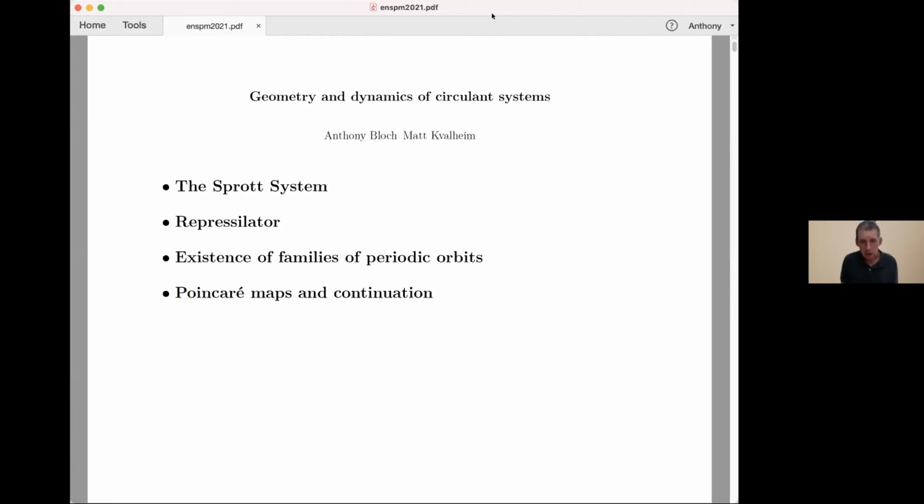So those are the two examples, and it turns out in this case, there is a theory of the existence of periodic orbits that is described by what are called continuation methods. These continuation methods rely on Poincare maps and other familiar objects from dynamical systems that I'll show you.